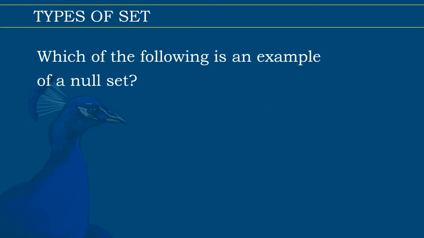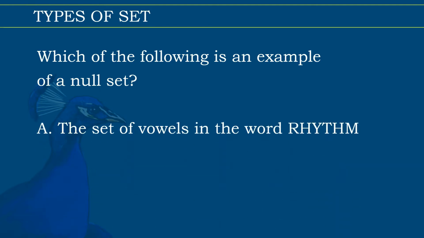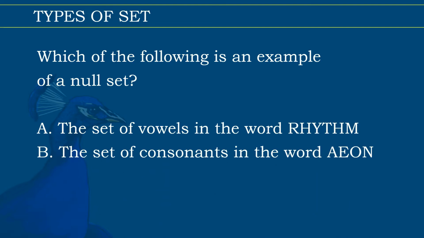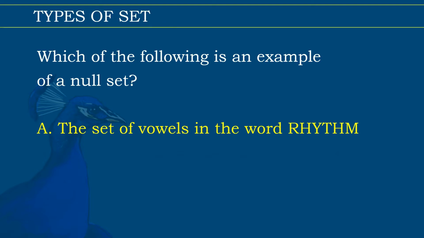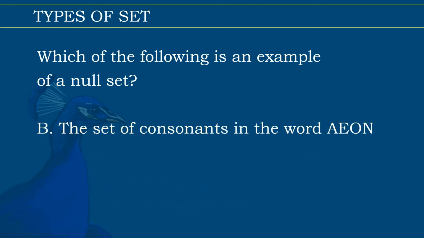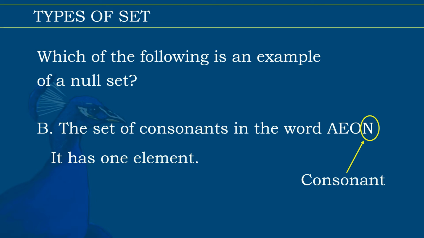Let us try to answer this one. Which of the following is an example of a null set? A. The set of vowels in the word rhythm. B. The set of consonants in the word aeon. The answer is A. There are no vowels in the word rhythm. Therefore, it is a null set. On the other set, it has one element since the letter N is a consonant.